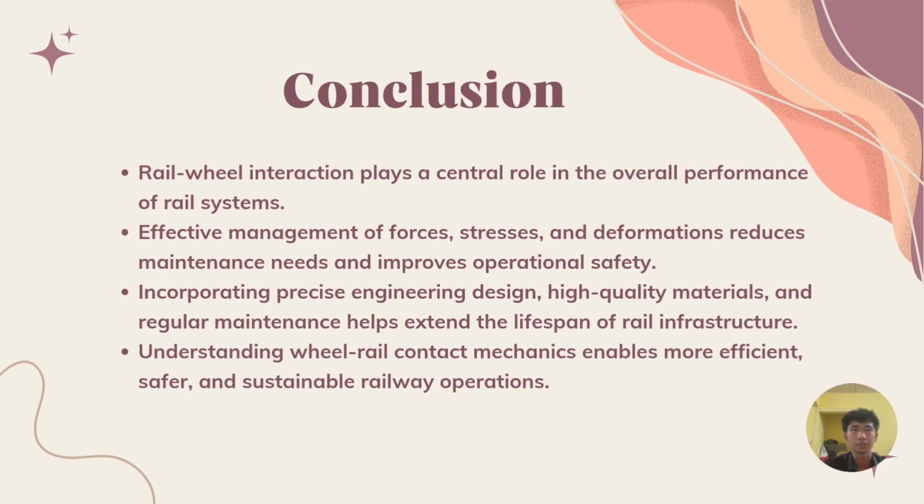Conclusion. Rail-wheel interaction plays a central role in the overall performance of rail systems. The effective management of forces, stresses, and deformation reduces maintenance needs and improves operational safety. Incorporating precise engineering design, high-quality materials, and regular maintenance helps extend the lifespan of rail infrastructure. Understanding wheel and rail contact mechanics enables more efficient, safer, and sustainable railway operations.